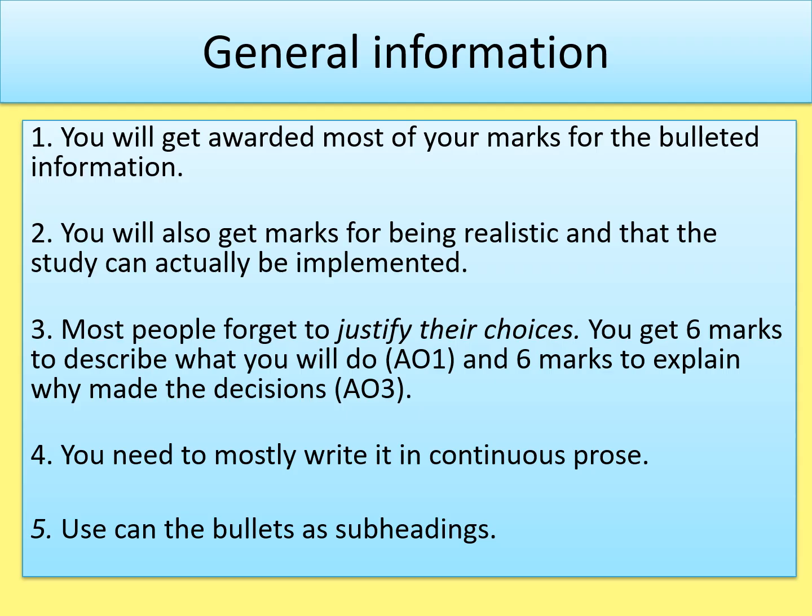Most people forget to justify their choices. For a design a study question you get 6 marks AO1, so 6 marks to describe what you will do, but you also get 6 marks for AO3, which we know is evaluation, but that basically means 6 marks to explain why you made the decisions in the first place. So I chose this experimental design and explain what that is, that would be AO1, because, and then saying why you chose it, justifying why you chose it, is the AO3. So be aware that you must justify your choices. Number 4, you need to mostly write it in continuous prose.